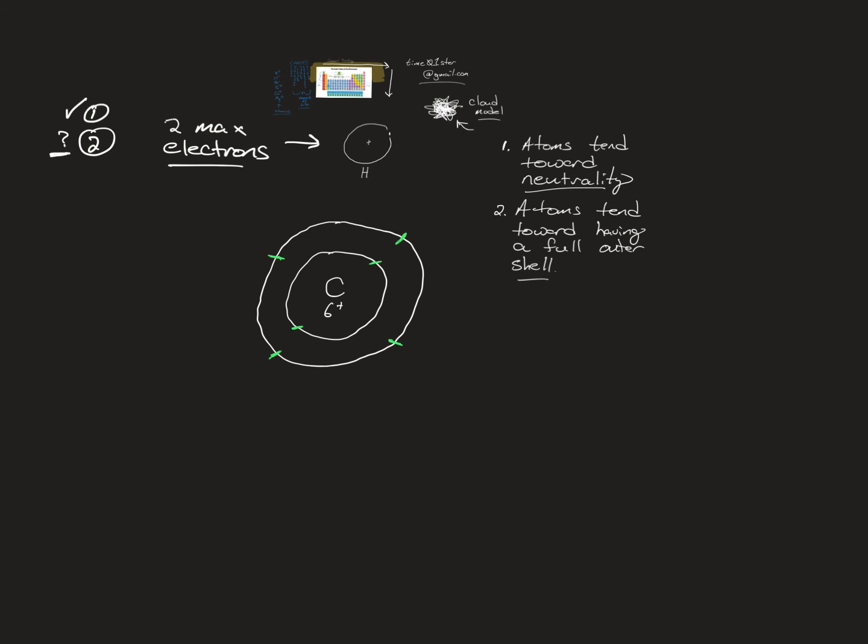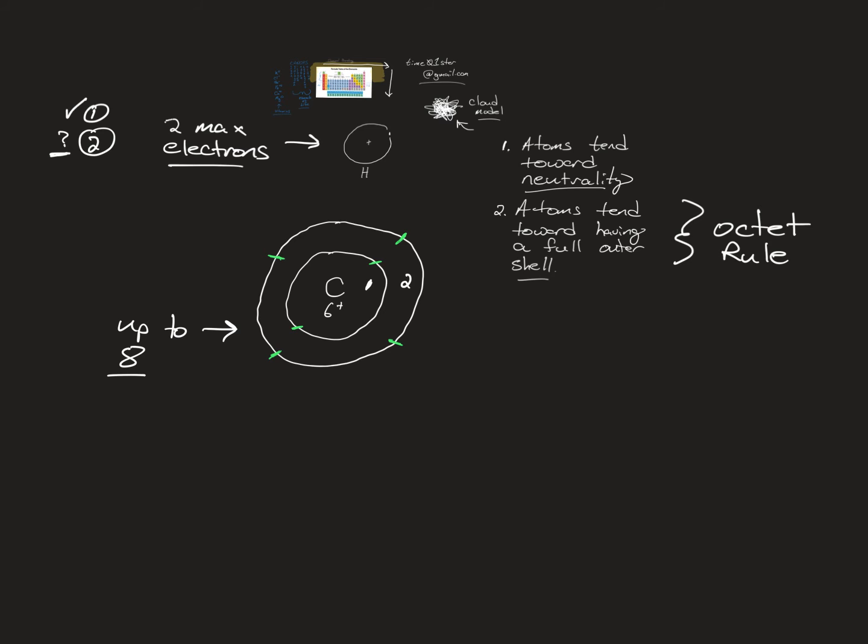Here's this carbon. Carbon can have up to 8. You can only hold 2 in the first shell. This is the first shell. But in the second shell, it can hold 8. That's why we call this the Octet Rule, because most of the shells of an atom can hold 8 electrons. It's only that inner shell that can only hold 2.